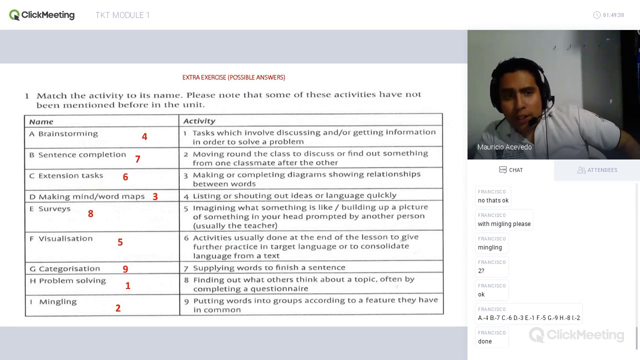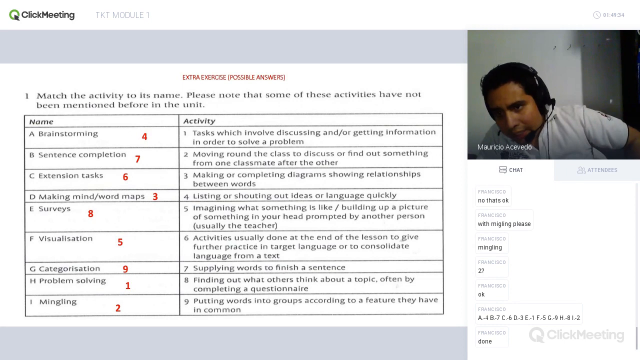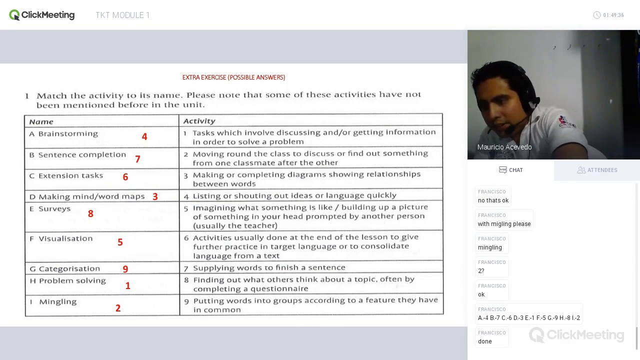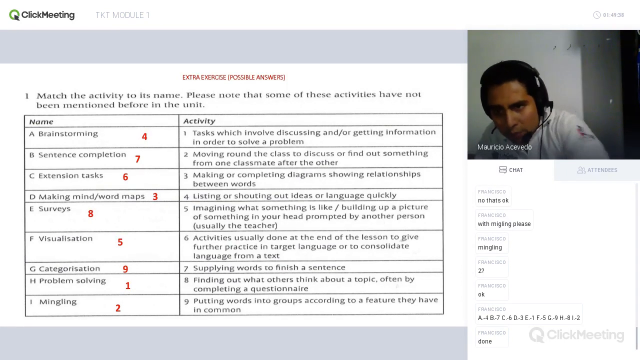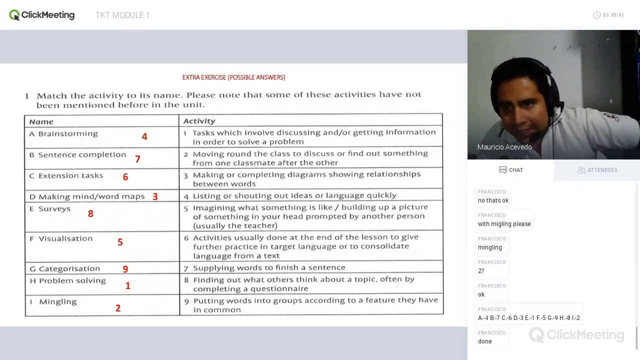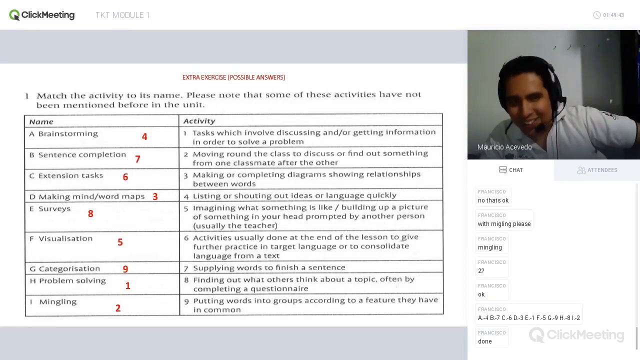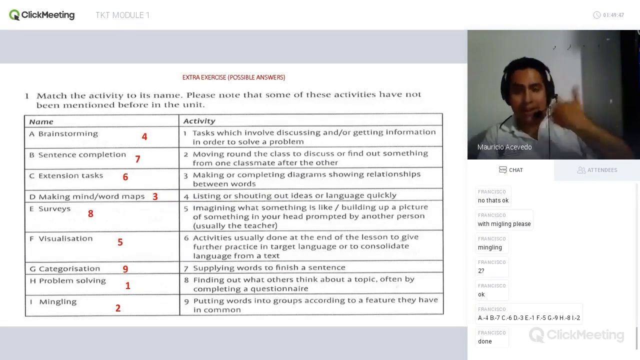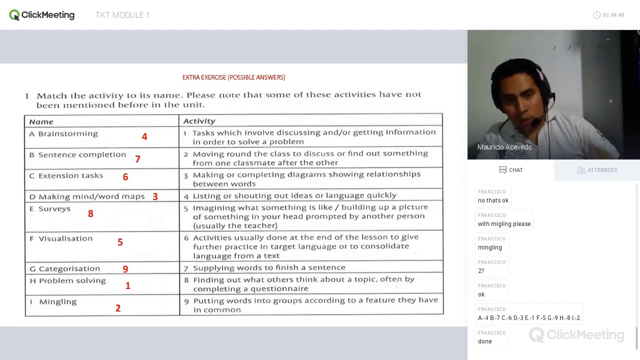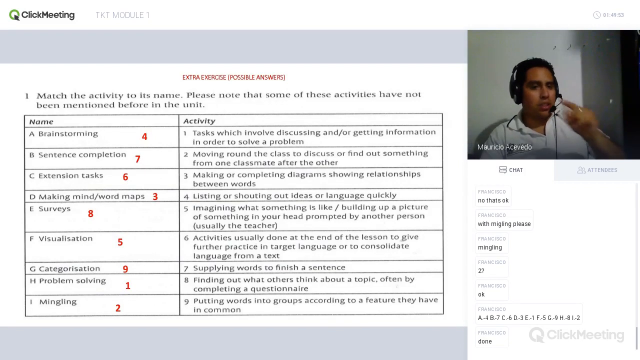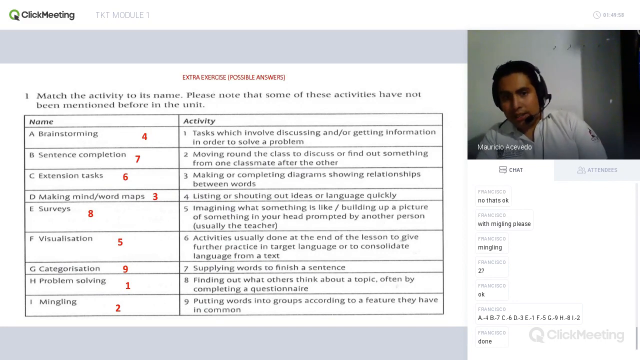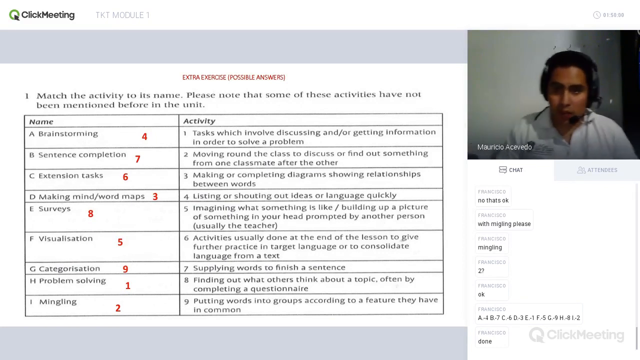Visualization 5, categorizing 9, problem solving, just in time. And problem solving, Francisco, you said that H was 8, but it's the other way around. It's number 1. You discuss a topic, this problem, you see the solutions, and so on. And finally, mingling, we have already done it. So you just got confused in these two. Remember, surveys have to do with questionnaires. Yes, Francisco, so far so good.